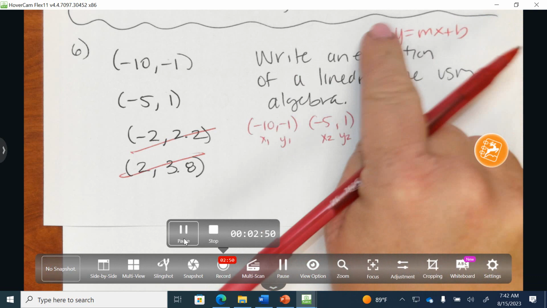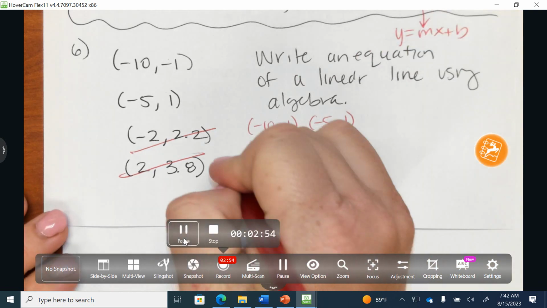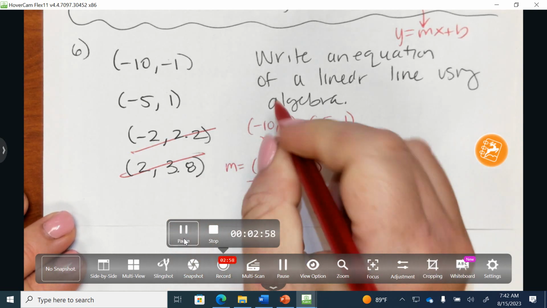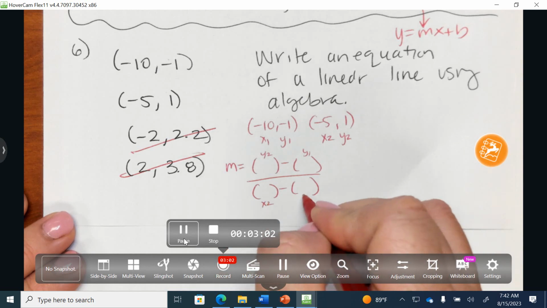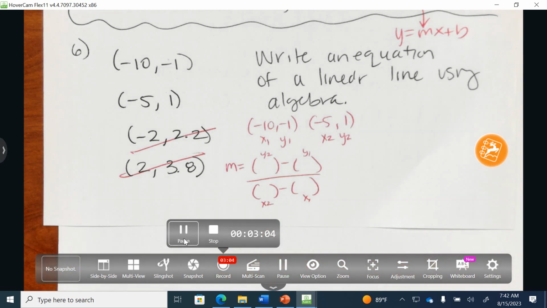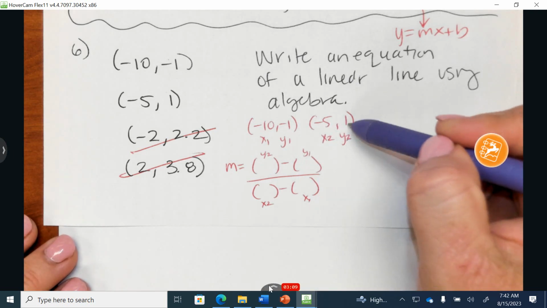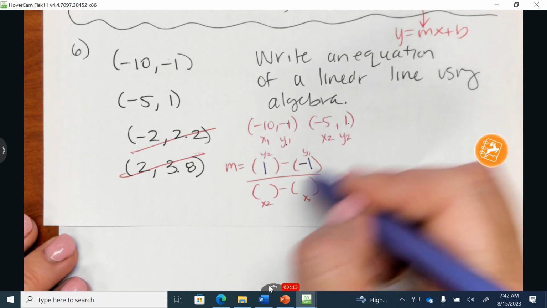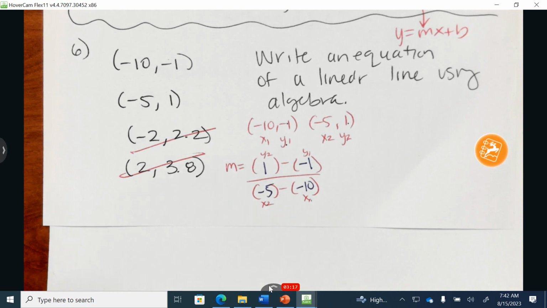I'm going to write this linear line in the form y equals mx plus b. M is the slope. So the equation for the slope is y sub 2 minus y sub 1, divided by x sub 2 minus x sub 1. That is the equation you have to have memorized. Now I'm going to put in the variables. So y sub 2 is 1, y sub 1 is negative 1, x sub 2 is negative 5, x sub 1 is negative 10. This is all done without a calculator.